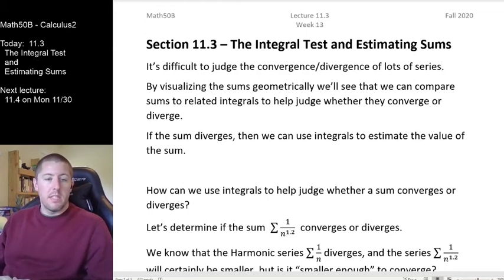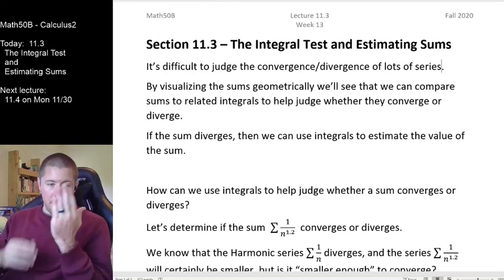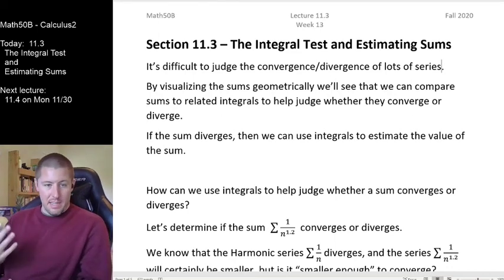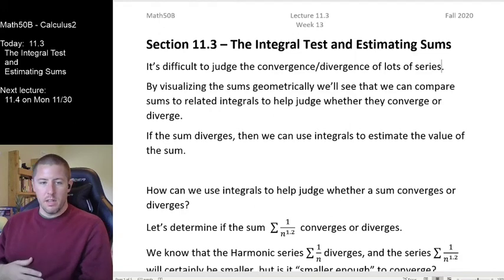What we're going to see today is that if we can visualize a sum, a series, geometrically, then it's going to be pretty easy for us to compare that area in a graph to an area associated with an integral. And then we're going to be able to make integral comparisons, saying this integral compares to this sum in this way, and I can see it visually. And that will help us determine if the sums should converge or diverge based on whether the associated integral will converge or diverge.